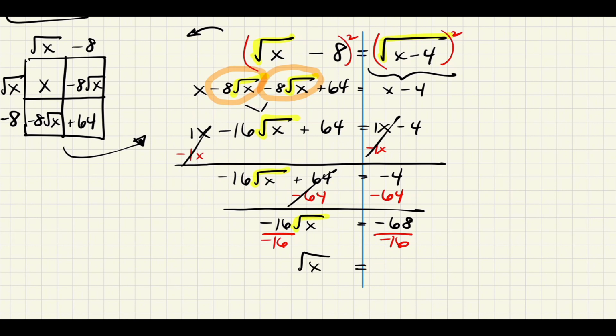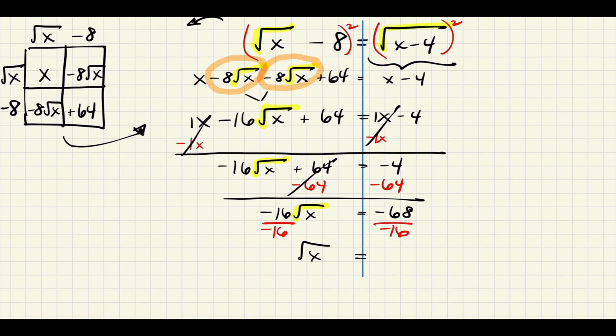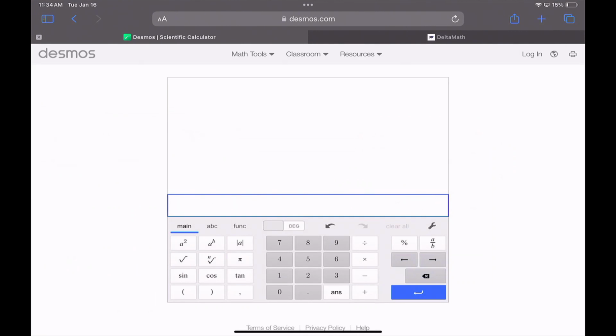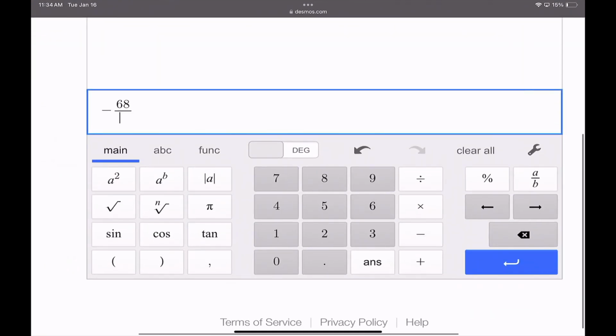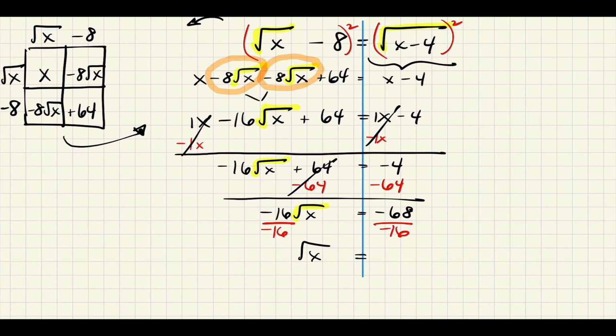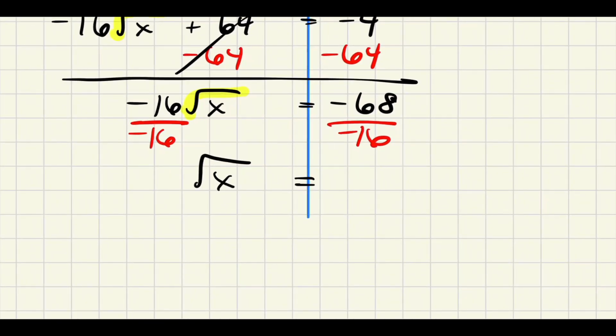This one I can reduce. I think I could divide it by 4. Let's see. Negative 68 divided by negative 4, 17. So divide them both by negative 4. There you go. You get 17 over 4.